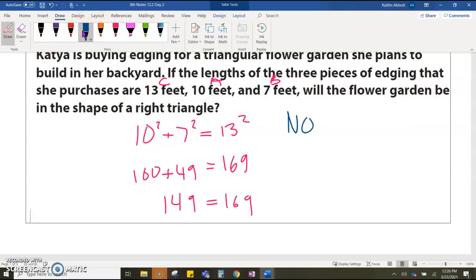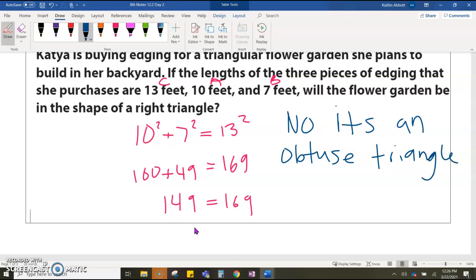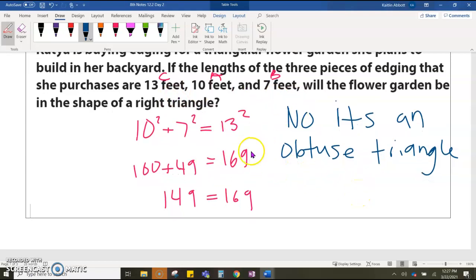So no, but what kind of triangle is it? Remember which side's bigger? Is the hypotenuse bigger or are the legs bigger? The hypotenuse is bigger, therefore this is an obtuse triangle. So say no, it's an, because the next word starts with a vowel, an obtuse triangle. And that's it. So most likely, the word problem will give you the 3 sets of numbers. Make sure you read and make sure they don't give you any weird numbers, like numbers you don't need. So let's move on to the next one.